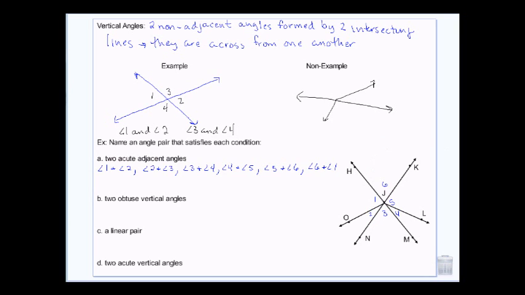Vertical angles occur when you have an X. Here's my X. My obtuse vertical angles are H, J, N, and K, J, M. Or I could say N, J, H, and M, K, J.